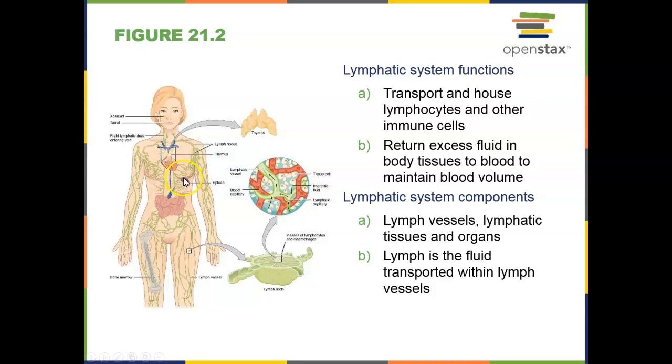We have the spleen, which filters blood and checks the actual blood itself for pathogens, just like the lymph nodes check for pathogens in the lymph fluid. And then we have, of course, our bone marrow. Red bone marrow is where all of our blood cells are produced.